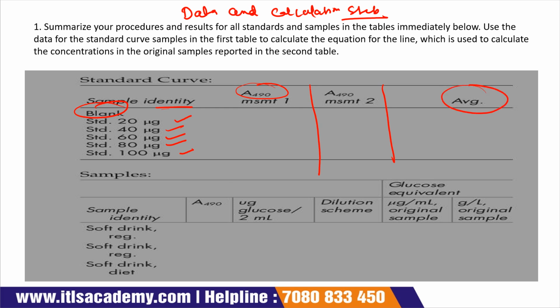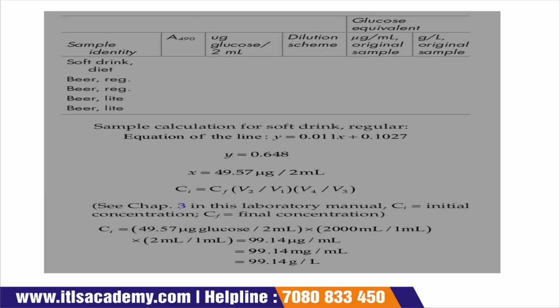Now, this is your soft drink regular, whose absorbance should be taken at 490 nanometer, and microgram glucose per 2 ml. Then the dilution scheme, then the glucose equivalent, that is microgram per ml of original sample and gram per liter of original sample. This way, you measure the absorbance of your sample. The previous one is for the soft drink, and this is for a beer.